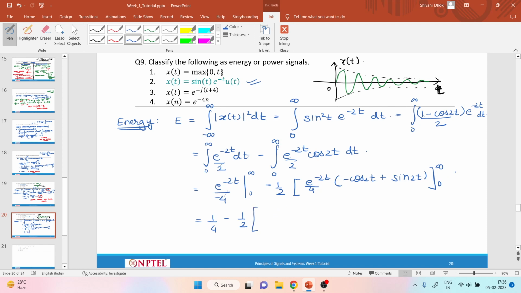When it is equal to infinity, this entire thing will be just made 0 by this exponential part here, and when it is 0, we'll have minus 1 by 4, and this cos term will persist and the sine will go to 0. So we'll have minus 1 factor here. So basically we are having 1 by 4 minus 1 by 8, which is equal to 1 by 8, which is less than infinity, and therefore as my energy is finite, it is an energy signal.